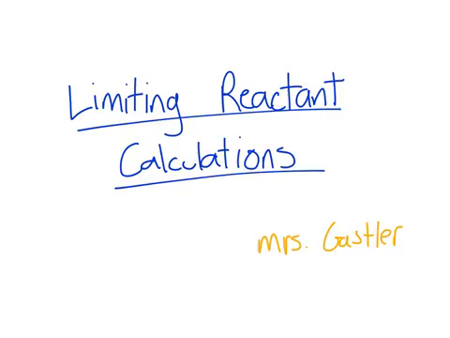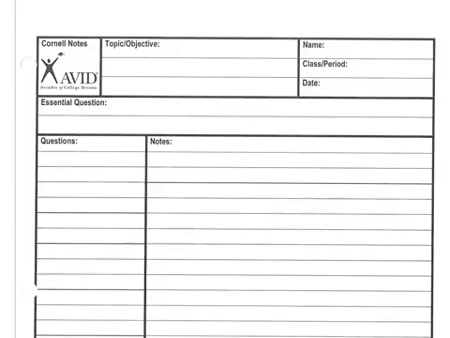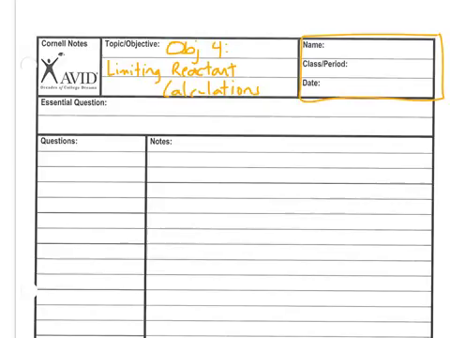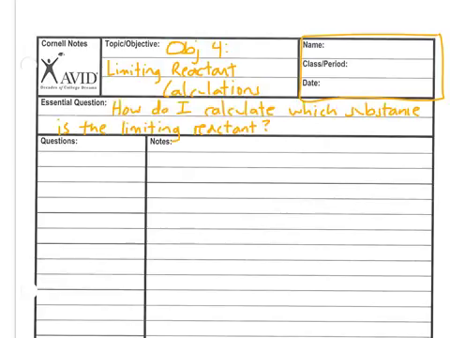So let's get out our Cornell paper. Here's mine. The first thing you want to do is fill out this name, date, and class period business, and then our objective will be Objective 4. That's the last one in the homework packet, and that is calculations with limiting reactants. And in order to do this, let's figure out what our essential question is. How do I calculate which substance is the limiting reactant? So that's going to be what we're trying to figure out here. So we'll need an equation and a sample question, but first let's talk about what a limiting reactant is.